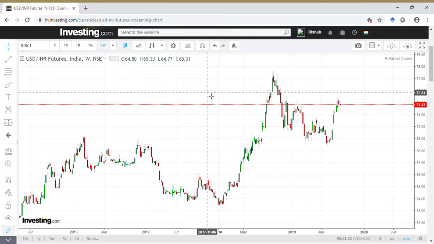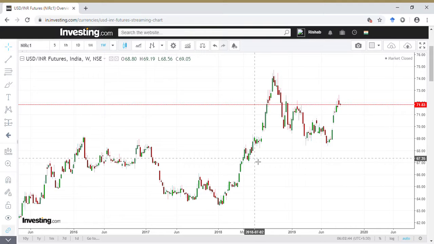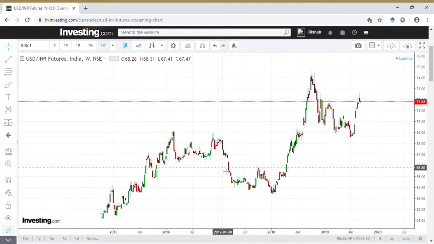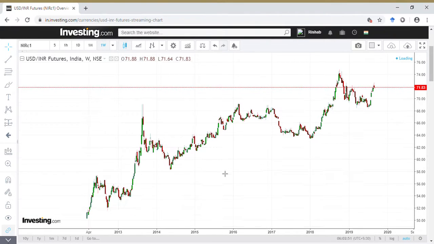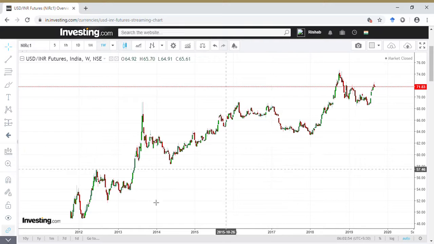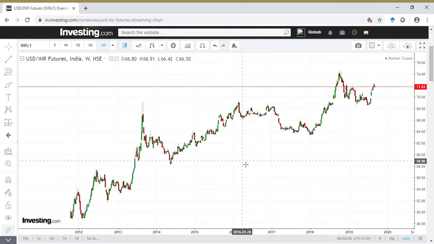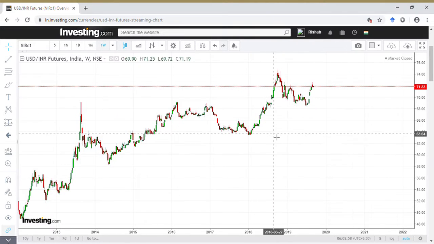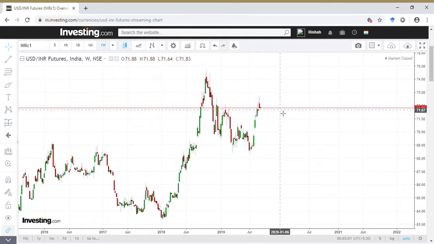Hi, we are going to see about US dollar versus INR futures. How will it move in the upcoming days, where will the price move, and what will happen? From history, taking from the 2000s, the value of the rupee has been rising against the dollar. Right now it is currently at 71 rupees, and we'll see how it will further react in the upcoming days.